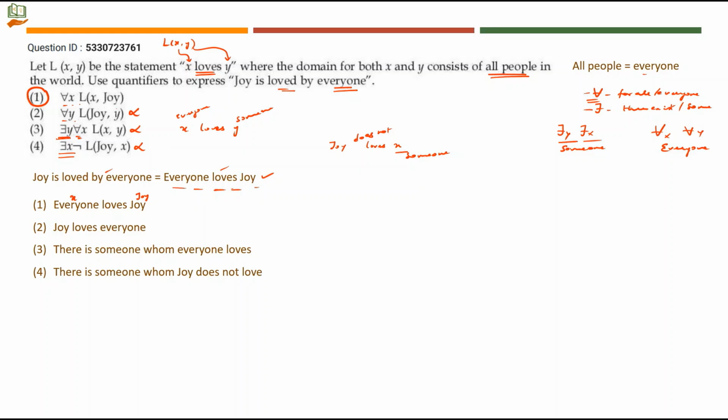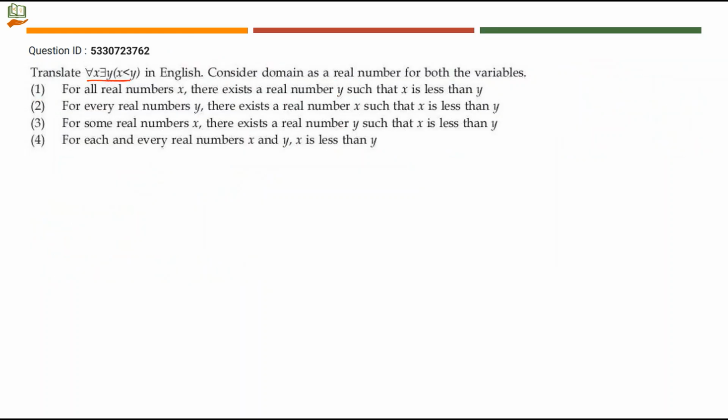So this is how you have to interpret all the options. Next question, translate this expression in English. Consider domain as a real number for both the variables. What are the variables here? X and Y. What is universal quantifier X? It is for all values of X or for every value of X, we can say.